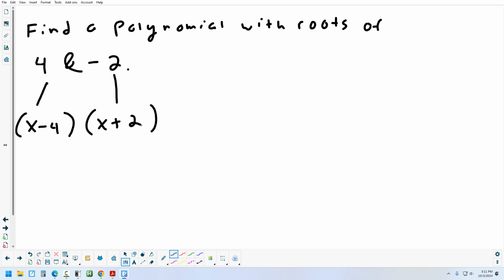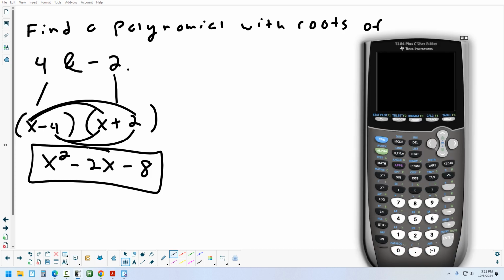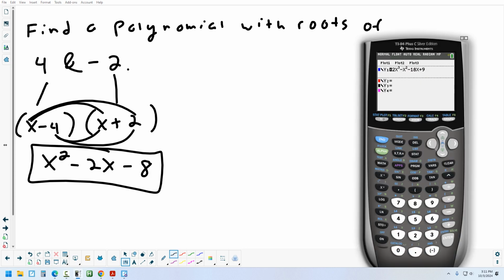So now when we FOIL these together, x times x, what's that going to give me? X squared. What's 2x take away 4x? Negative 2x. And negative 4 times 2? Negative 8. So if I graph that, where should it cross the x-axis? It should cross at negative 2 and 4. Yep, it should cross it at negative 2 and 4. And it does.